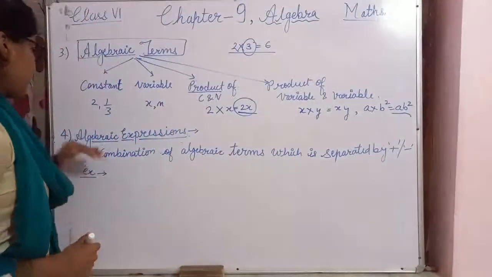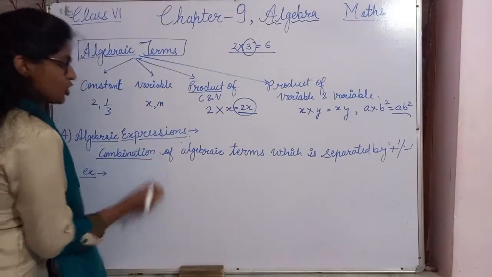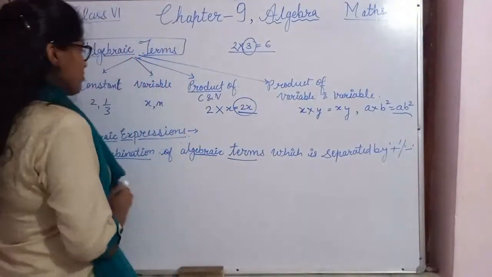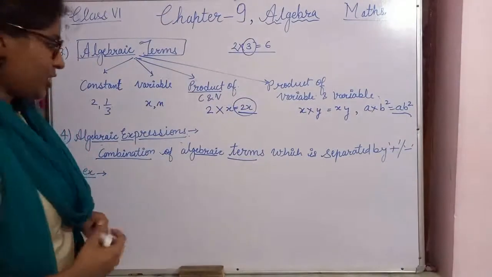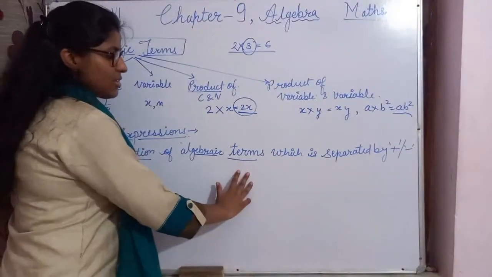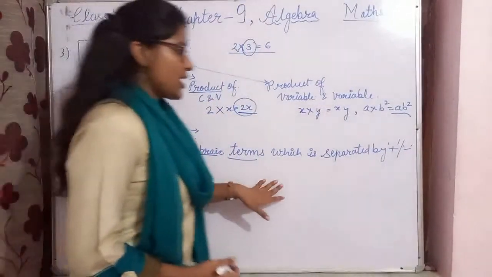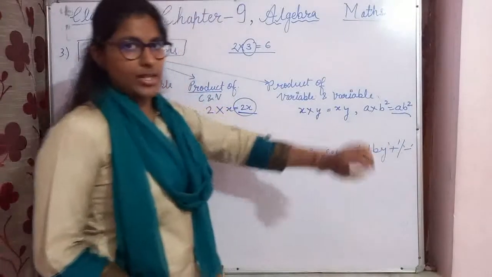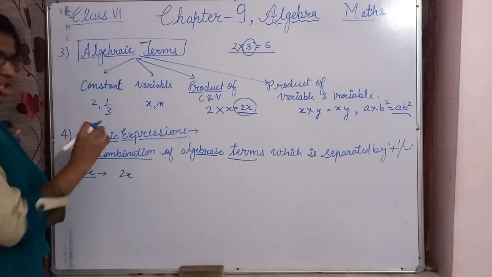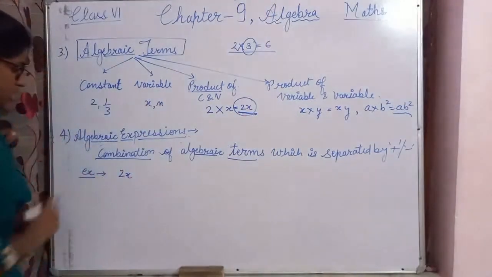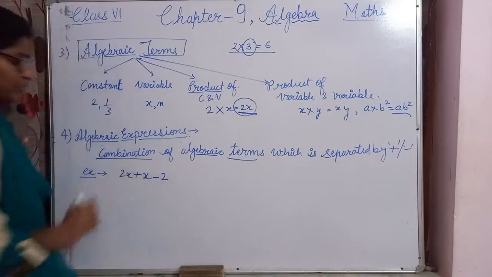Okay. The next is algebraic expression. An algebraic expression is a combination of all the algebraic terms we are studying here, separated by plus or minus sign. Now you can see, I am taking 2x from here and writing 2x plus x minus 2.